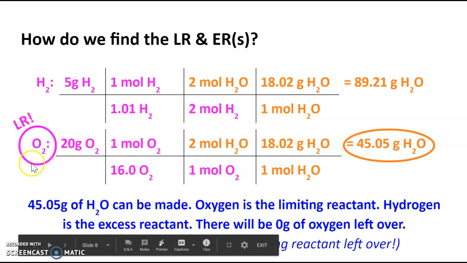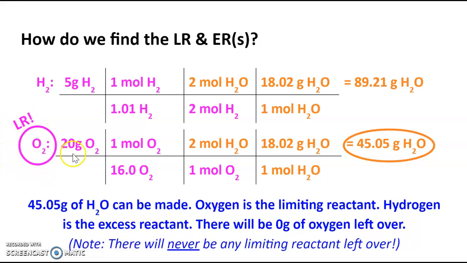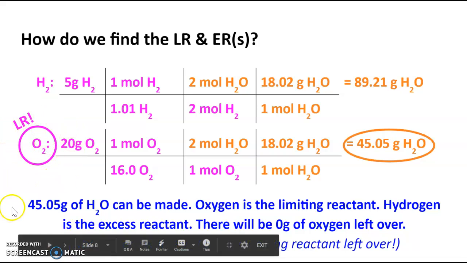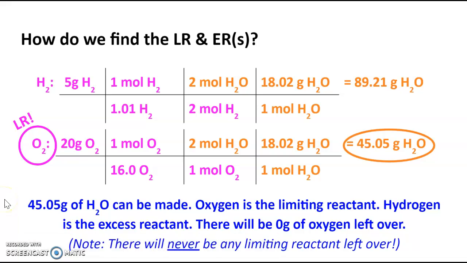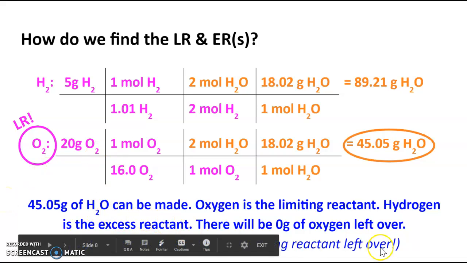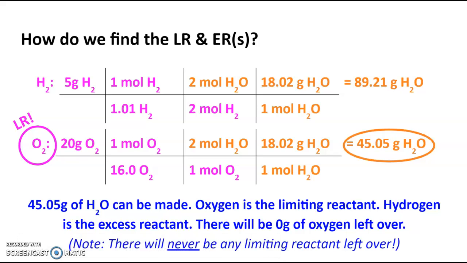So if we compare those two, we can see that the oxygen makes less product. Therefore, oxygen is our limiting reactant. So we can only make 45.05 grams of water. Oxygen is the limiting reactant. Hydrogen is the excess reactant. There will be 0 grams of oxygen left over, because we're going to use all the oxygen until we run out.